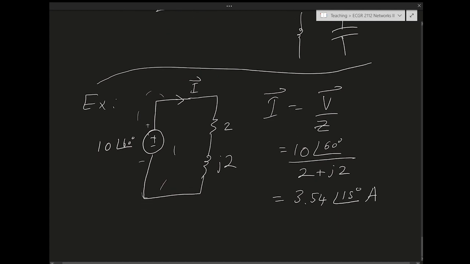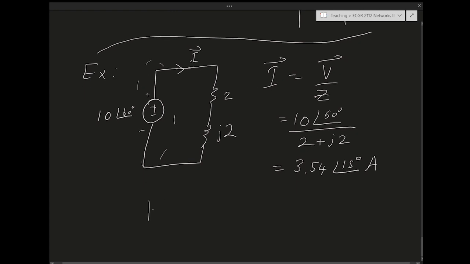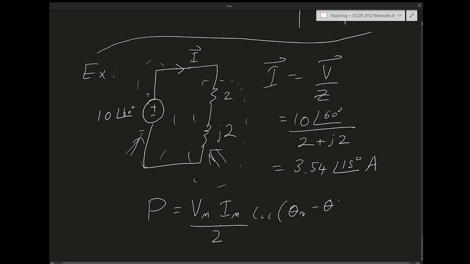Okay? And then I want to find the average power. So the average power is going to be supplied by this voltage source and absorbed by this. So there are two perspectives here. You can say this power is supplied by the voltage source, or you can say this power is absorbed by the impedance here. Okay, so this P is equal to Vm Im over 2 cosine theta V minus theta I.